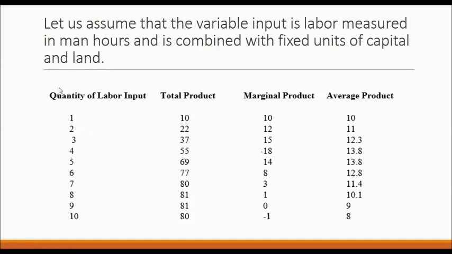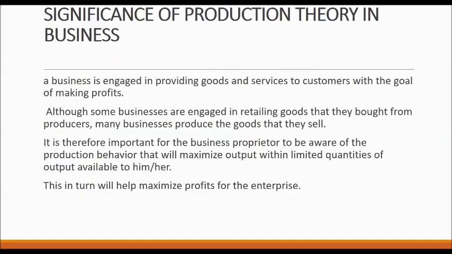And also the capacity of the land. It can be based on the area of the land or area of the plant, or in terms of the accessibility of their operation in terms of land. So what is the significance here of the production theory in business?